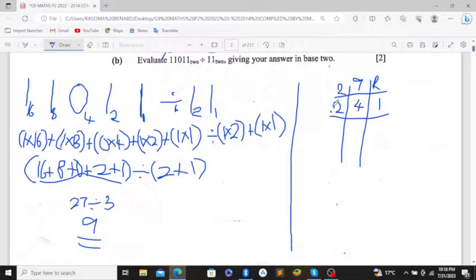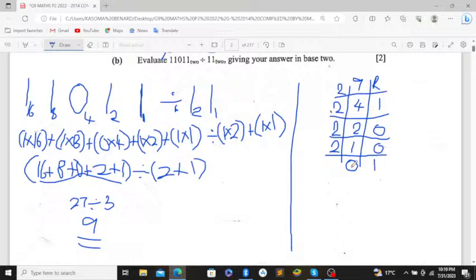Then the question is, how many times can 2 go into 4? It will go 2 times, remainder 0. Then we draw a line here. Then we ask ourselves, how many times can 2 go into 2? It will go 1 time, remainder 0. Then we draw a line here like this. Then we say how many times can 2 go into 1? It will go 0 times, remainder 1.